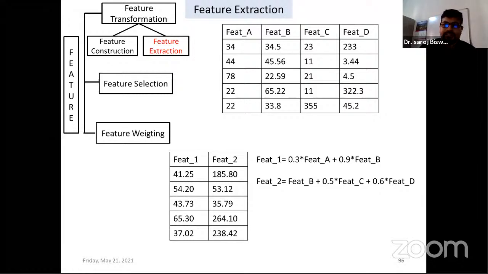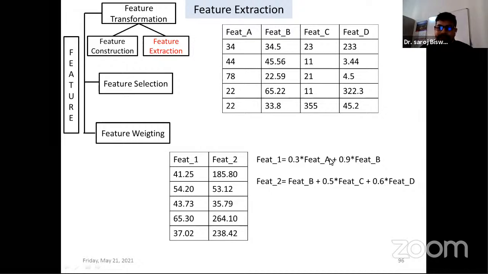Here we have a feature set with 4 features: fit A, fit B, fit C, and fit D. Our objective is to create only 2 features, and these are the functions we are going to use. We are creating fit 1, and it can be created by adding fit A and fit B, where fit A is multiplied with a coefficient of 0.3, and fit B is multiplied with a coefficient of 0.9.